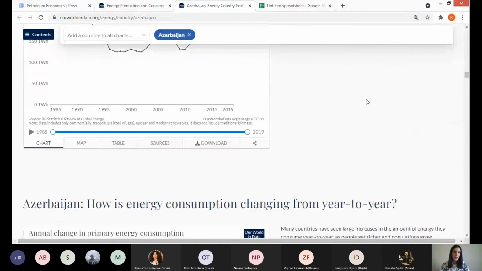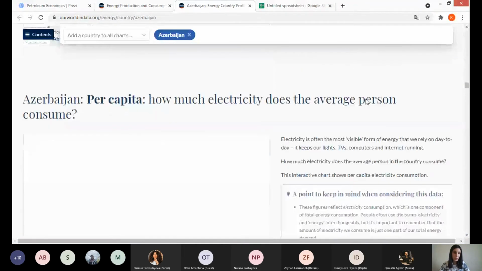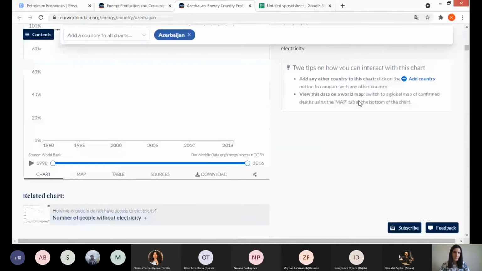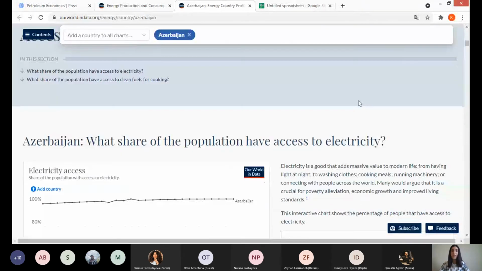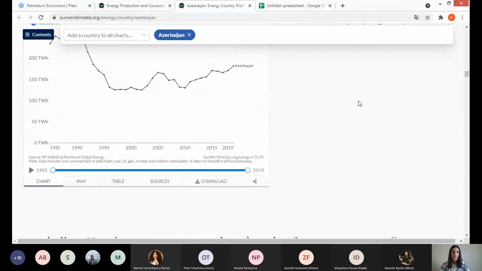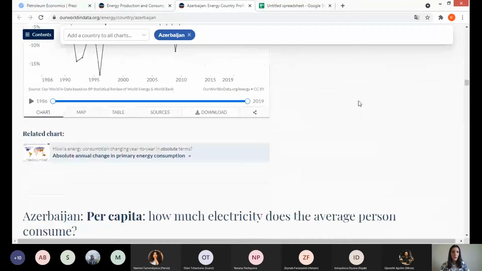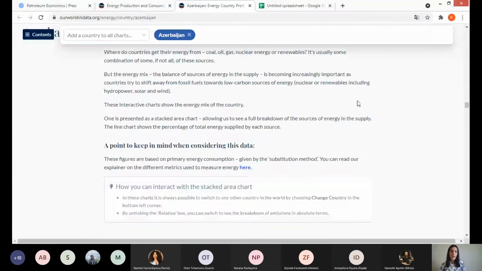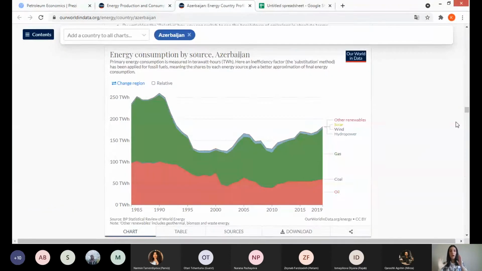It's about the energy consumption by source. You can see a huge difference. Yeah, here, this is the energy consumption by source in Azerbaijan. What we saw in world data is that oil is a leader, then coal follows oil, then gas. And hydropower is a leader among renewable energies.